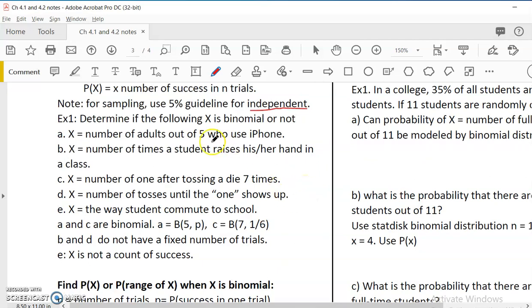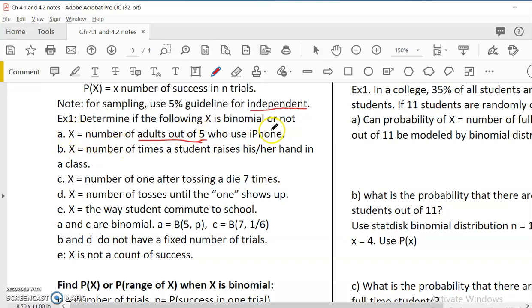So for example, we can determine if any of these are binomial or not. If X is the number of adults out of 5 who use iPhone, so you pick 5 adults, right? Out of the 5 adults, you count how many use iPhone. So it could be 0, it could be 1, up to 5, right? They all occur by chance, and we want to find out what is the chance that X is equal to 1 out of 5, only 1 adult uses, or all 5 adults use iPhone. So that is X.